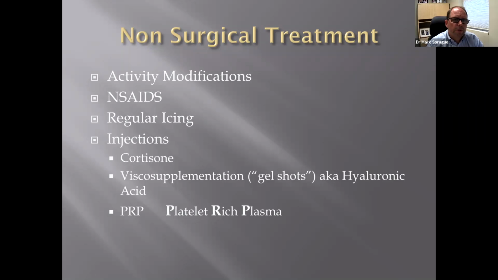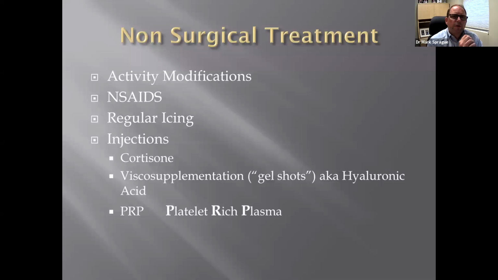Often people will use NSAIDs, things like ibuprofen. Personally, I'm a big fan of Tylenol. It's not as hard on the body, and we've all obviously heard side effects of things like taking too much ibuprofen. It's not great for the kidneys. But NSAIDs, Tylenol, those are certainly things you can do to help control the pain in an arthritic shoulder.